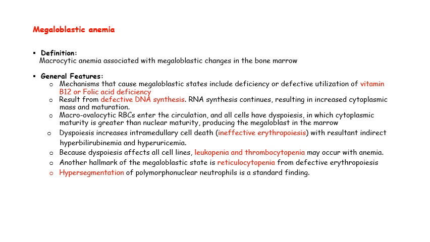This state increases intramedullary cell death, what's called ineffective erythropoiesis, which will result in indirect hyperbilirubinemia and hyperuricemia, because the state can affect all the cell lines. Leukopenia and thrombocytopenia may occur. And another hallmark for the megaloblastic state is the reticulocytopenia from defective erythropoiesis. Hypersegmented polymorphonuclear neutrophils are a standard finding.